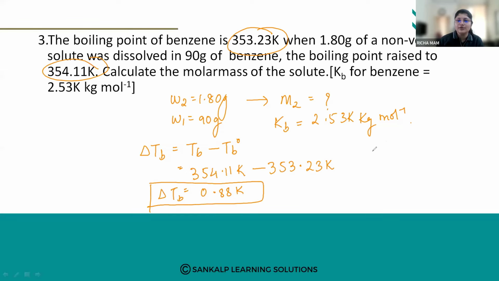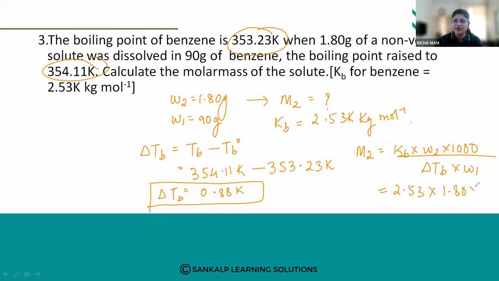Now use the formula. So you know the molar mass of the solute can be calculated as Kb into W2 into 1000, divided by delta TB into W1. So now what is Kb? Kb is 2.53 into W2 is 1.80 into 1000, divided by delta TB is 0.88 into what is W1? W1 is 90. Now you calculate.